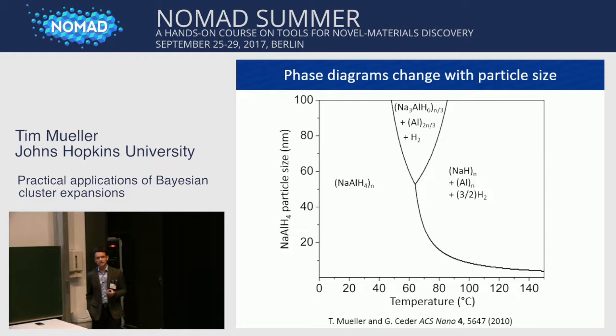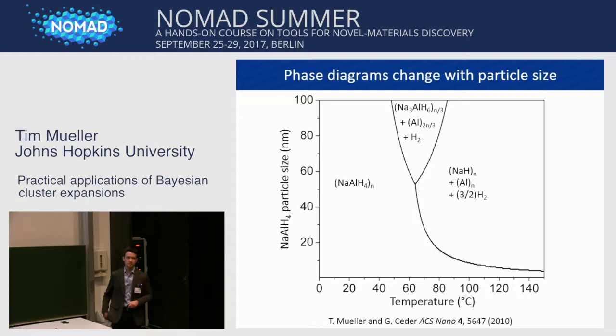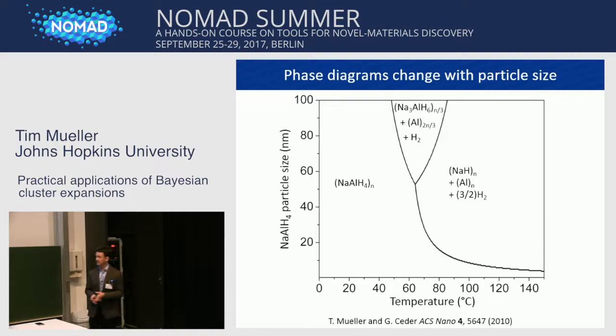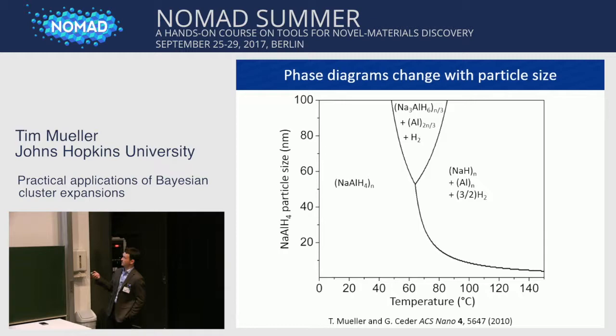But an interesting thing happens when you shrink down your particle size, which is that this intermediate phase disappears. And the reason it turns out is because this Na3AlH6 has a really high surface energy. And so you get to this point where you have one-step decomposition from sodium alanate to sodium hydride at almost exactly the temperature at which they observed that peak experimentally.